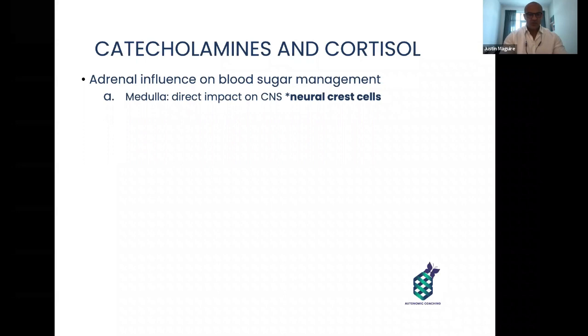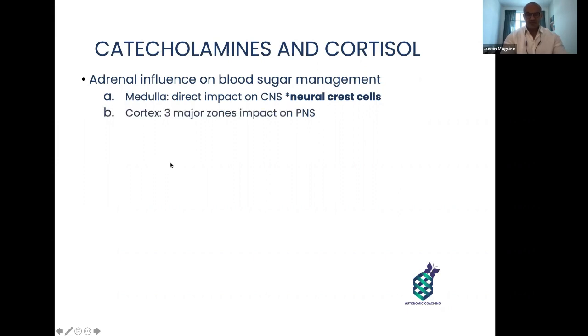So with catecholamines and cortisol, the adrenal influence on blood sugar management, the medulla has a direct impact on the central nervous system, okay, and then we have the cortex. So this is basically the output of adrenaline and noradrenaline. Very interesting is that our dopamine metabolism actually produces norepinephrine.